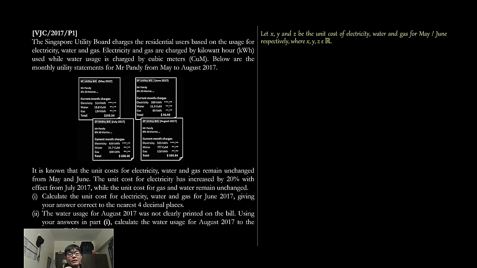Now, because for the month of July and August the price has changed, I write a footnote for myself, just so that I would be very conscious of it. It's noted that the unit cost for electricity has increased by 20% from July 2017 onwards. Now, I had the utility due for May, June, and July. So for May, you just take 514 times X plus 18.8 Y plus 134Z to give you $155.54. Do that for June as well.